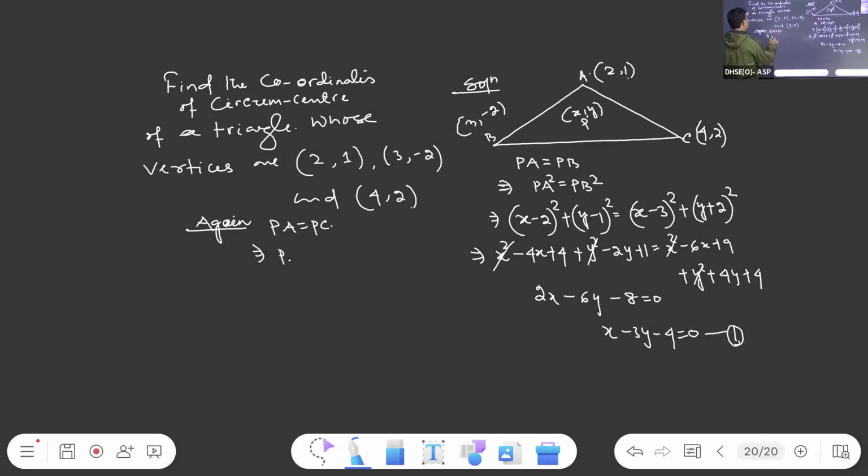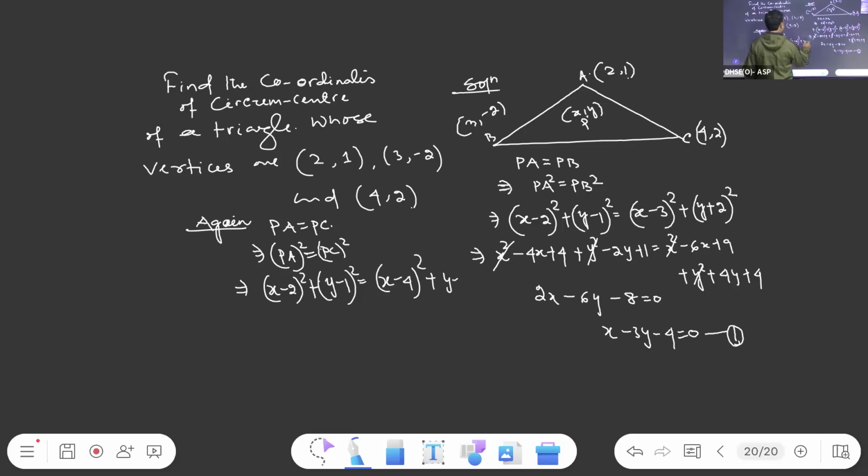This implies PA square equals PC square. What is PA square? (x minus 2) whole square plus (y minus 1) whole square is equal to PC square. PC square is (x minus 4) whole square plus (y minus 2) whole square.